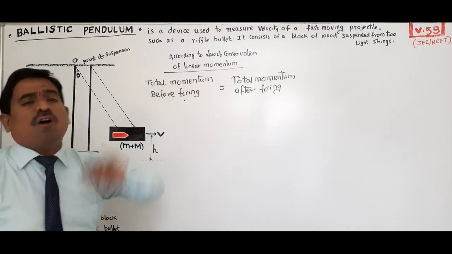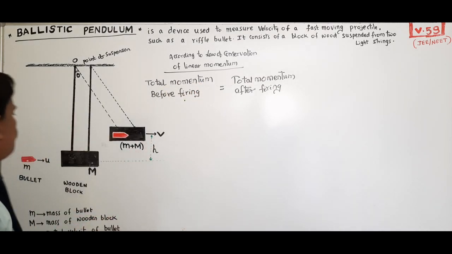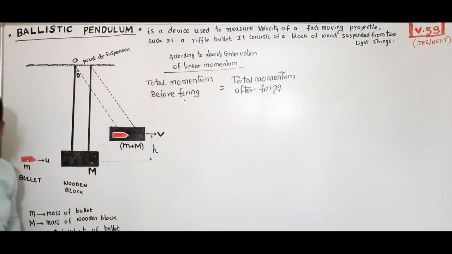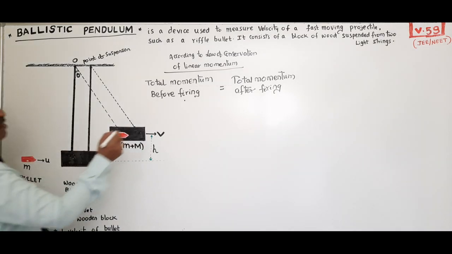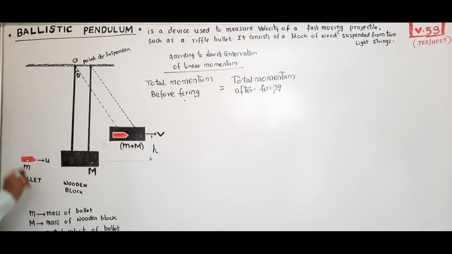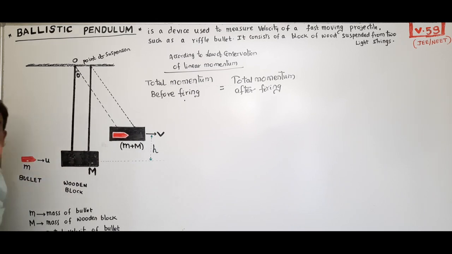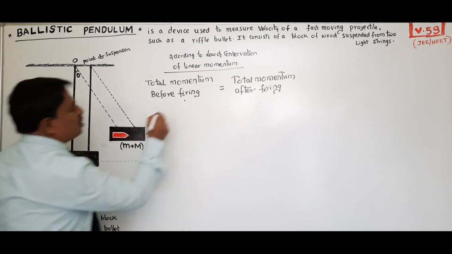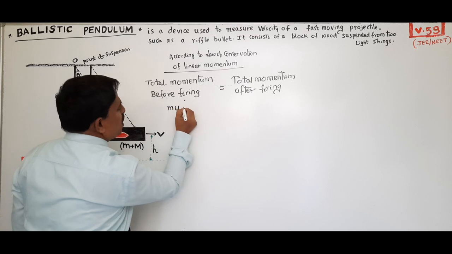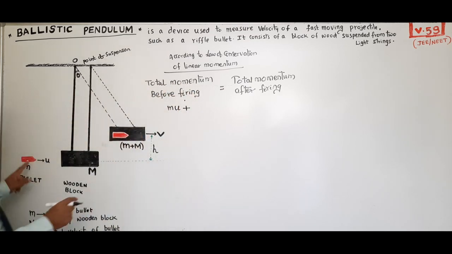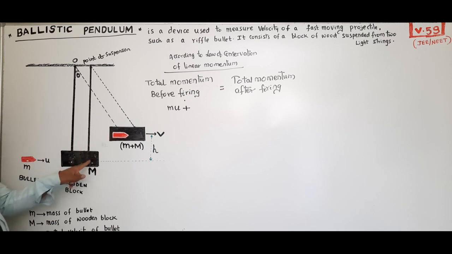Total momentum before firing means the momentum of the bullet plus the momentum of the wooden block. Momentum means mass into velocity. For the bullet, mass is small m and velocity is small u. So the momentum of the bullet is small m into small u.